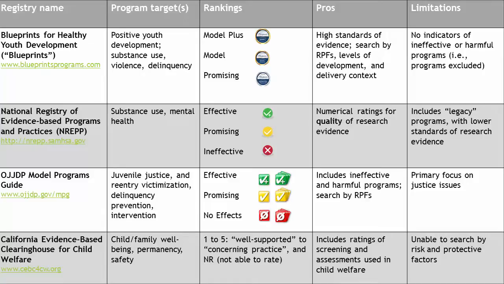The OJJDP Model Programs Guide also provides a great search feature across a broad array of juvenile justice-related topics, including programs and practices, and risk and protective factors across developmental domains. I like that it includes ratings and information on ineffective or harmful programs in addition to effective ones. This can help if you already have a program name in mind and want to know if the program has been shown effective or ineffective.